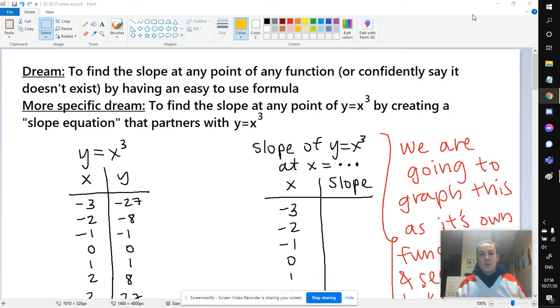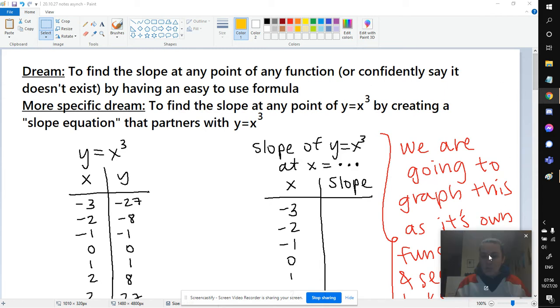The more specific dream for this video is I want to find the slope at any point of a specific function, y equals x cubed. And I'm going to do so by creating a slope equation that partners with it. The slope equation is called the derivative. We're just going to go for it.